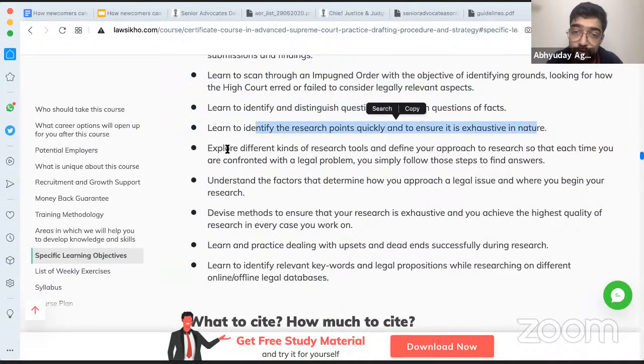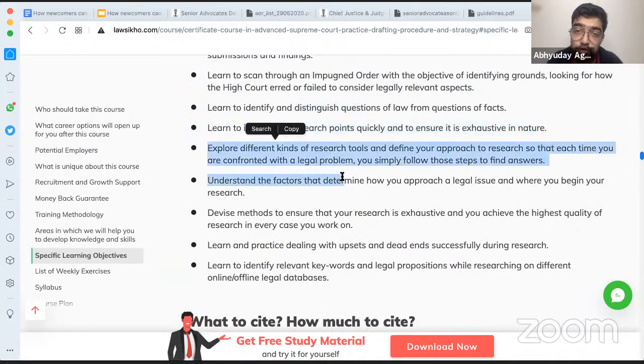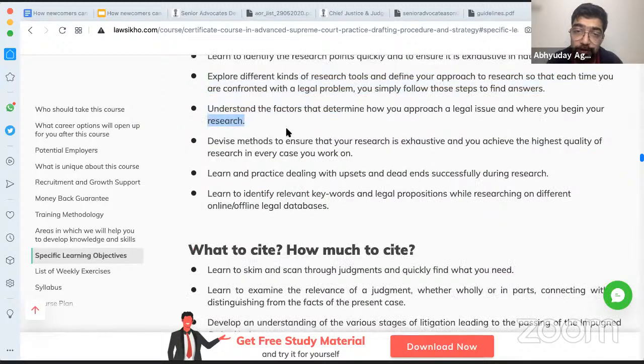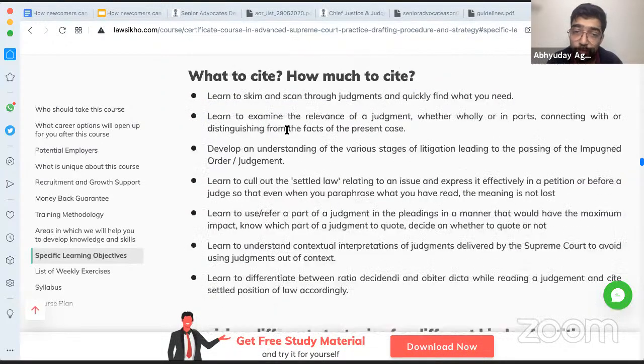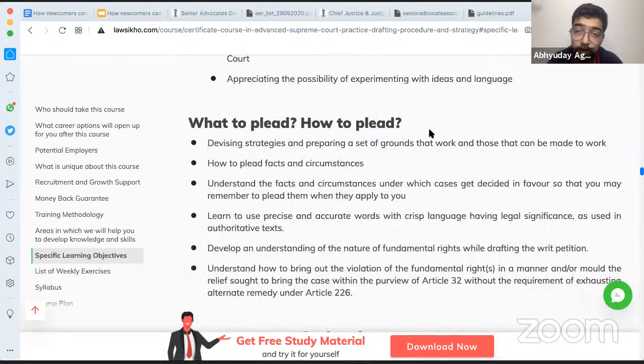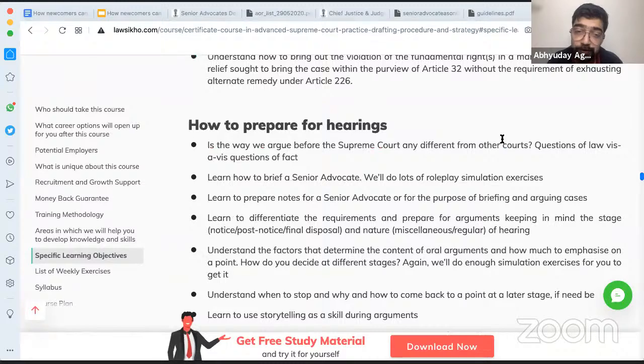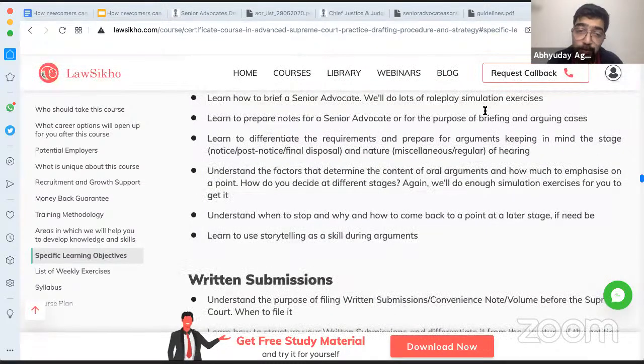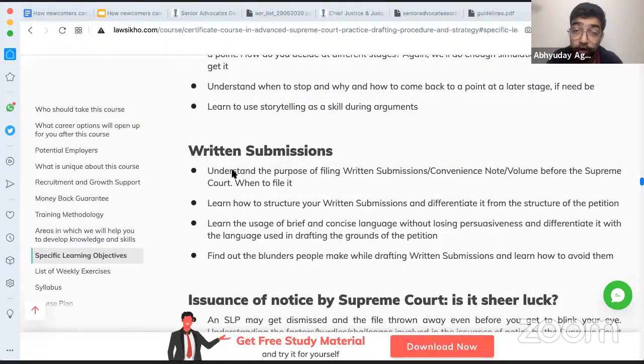How to identify research points, different kinds of research tools to use, how to approach your legal issue. What to cite, how much to cite, devising different strategies for different petitions, what to plead, how to prepare for hearings. How to brief a senior advocate, role play simulations. I'm just skimming through it. If you read through it, there'll be a lot more.